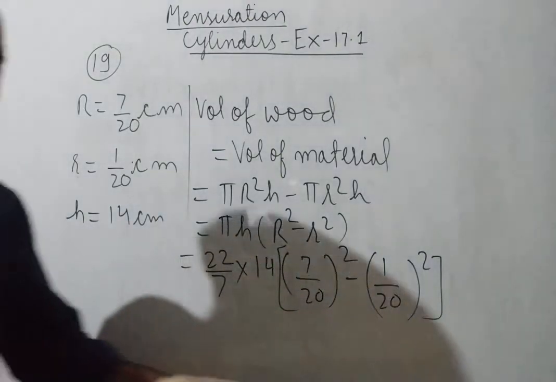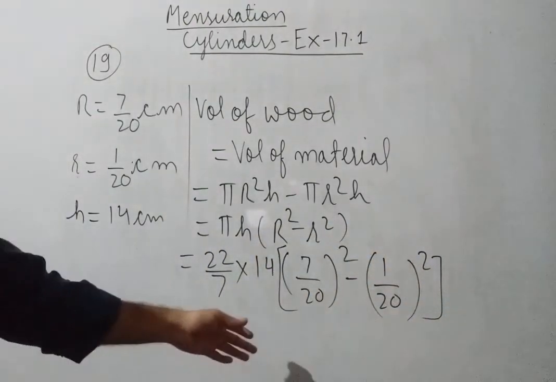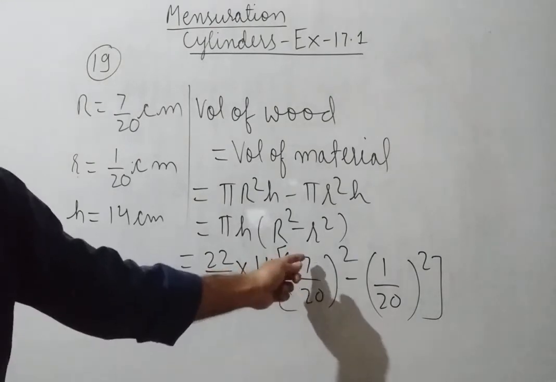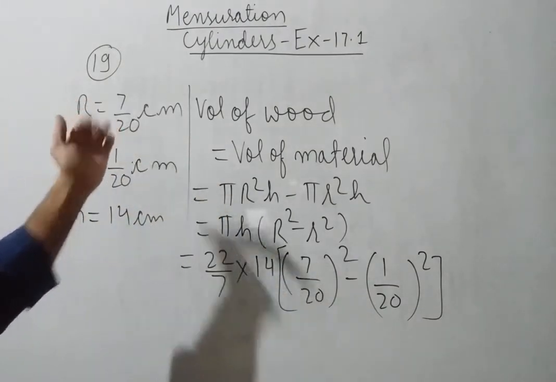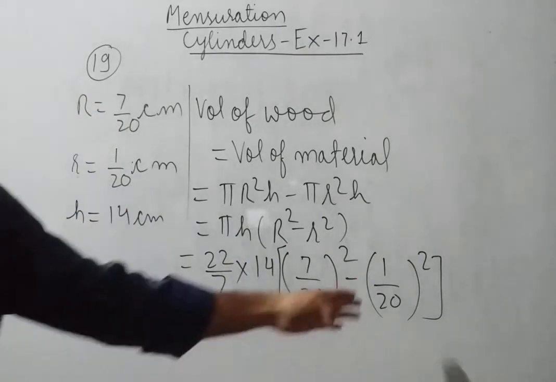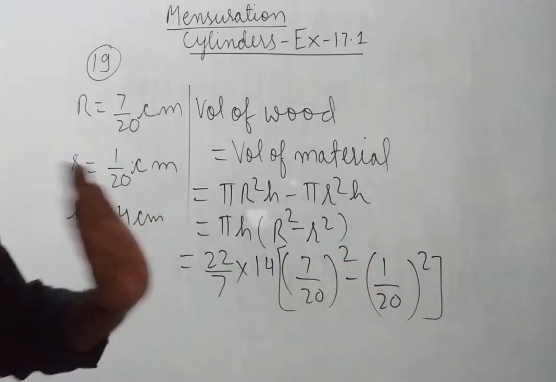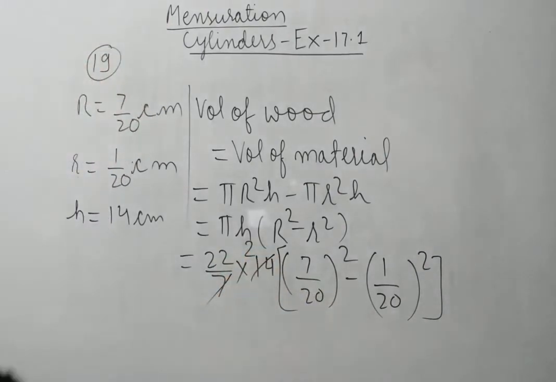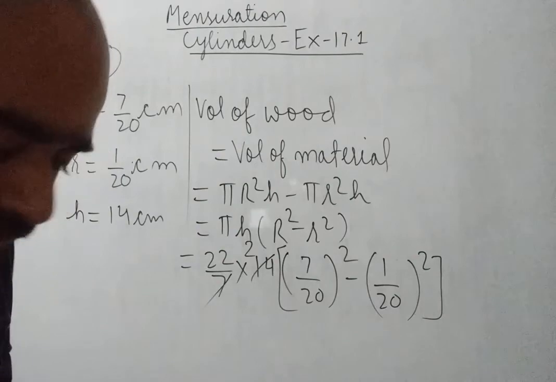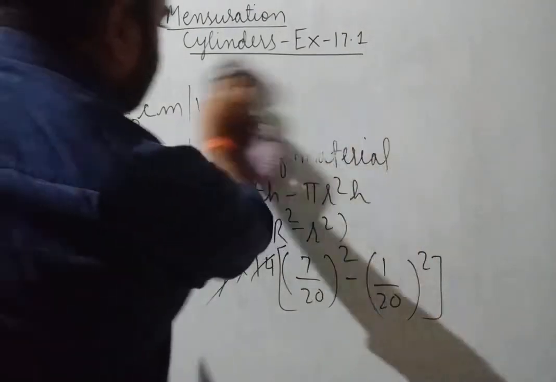So this is what we have calculated. Then capital R is 7 by 20. 7 by 2 was in millimeter, it means 7 by 20 in centimeter. Here also 1 by 20 in centimeter. So these two are cancelled. Correct? 7 into 2. Next, calculate that.